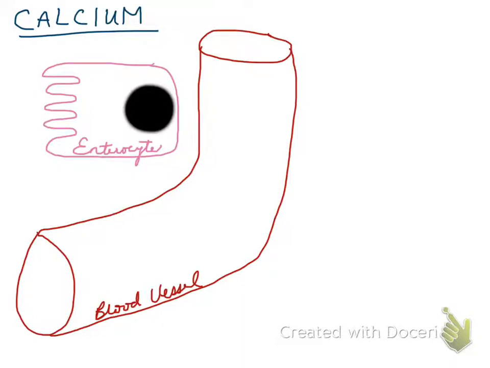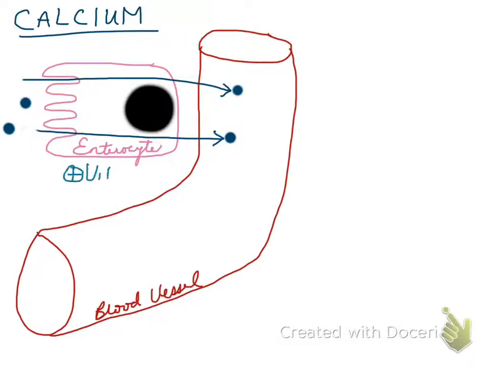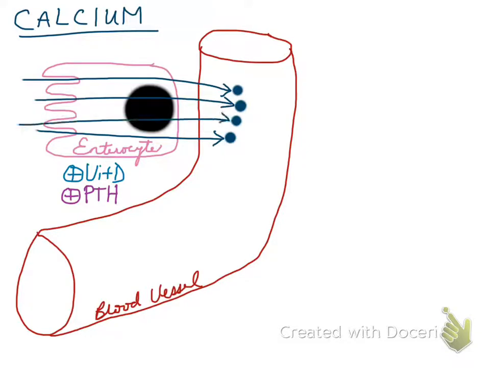That's how we acquire calcium within the body. So calcium, those little blue circles, are being absorbed and they enter the blood. And this absorption is enhanced by two hormones, the first of which is vitamin D, and the second of which is parathyroid hormone, or PTH. So both of those hormones enhance calcium absorption from the diet.